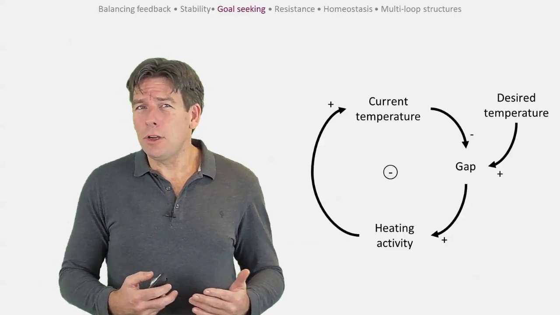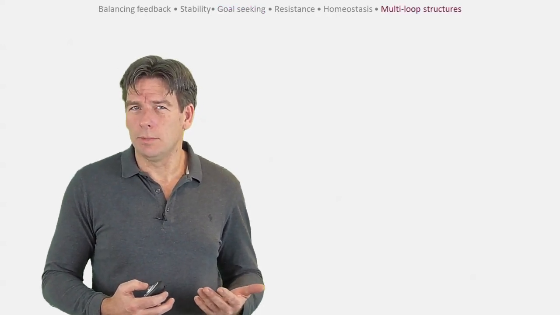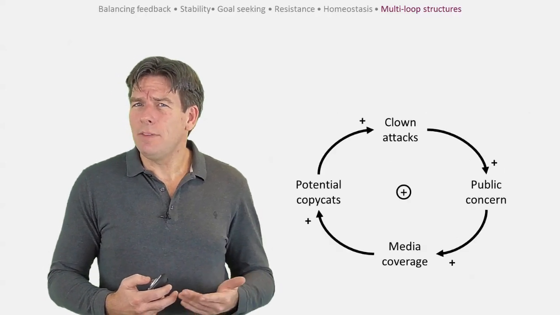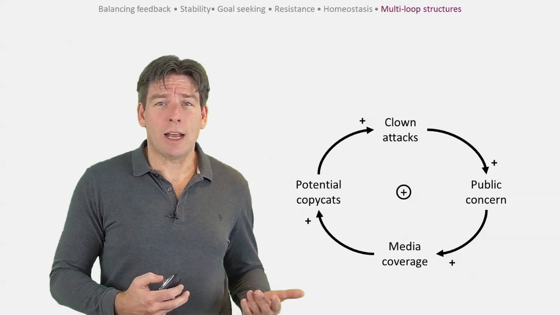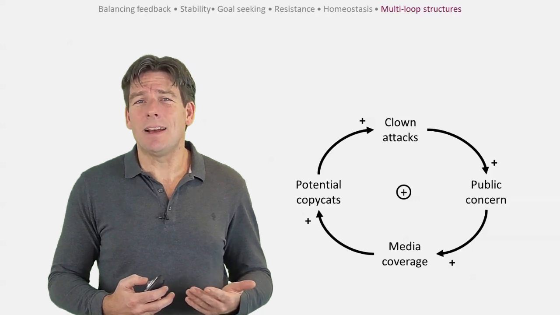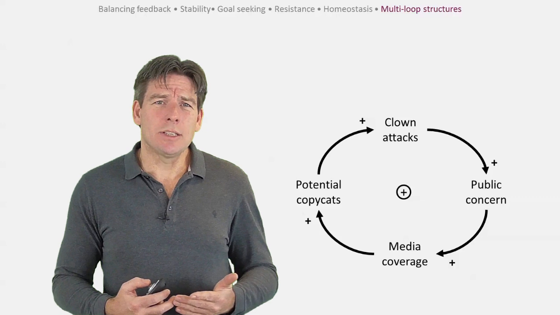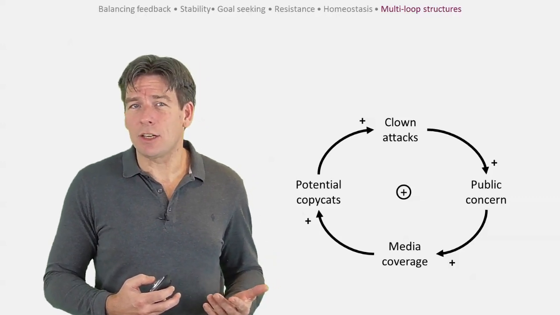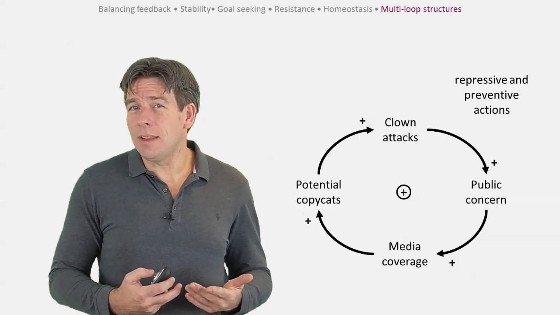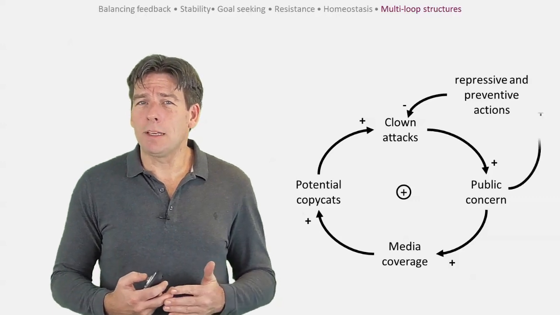Balancing feedback often combines with reinforcing feedback to create more complex behaviours in the real world. Let's see how this happened with the creepy clown attacks. Given the rise in public concern, French authorities took action. The police made arrests, the courts handed down tough sentences, and some towns even banned the rental of clown costumes. We can group these actions together, call them repressive and preventive actions, and add them to our diagram. The variable most directly affected by these actions would be the number of attacks. The most direct cause would be the level of public concern.